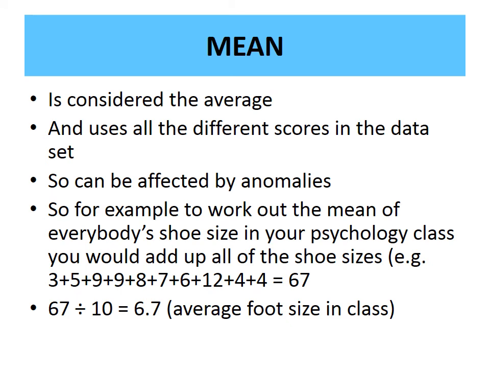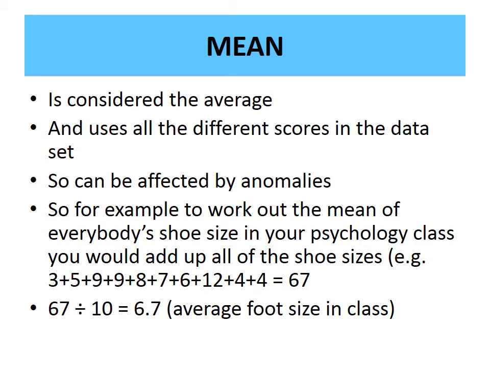Now, the mean is considered the average, and it uses all the different scores in a data set. So it can be affected by anomalies, so big or really small numbers in the data set. So for an example, to work out the mean of everybody's shoe size in your psychology class, you would add up all of the shoe sizes.